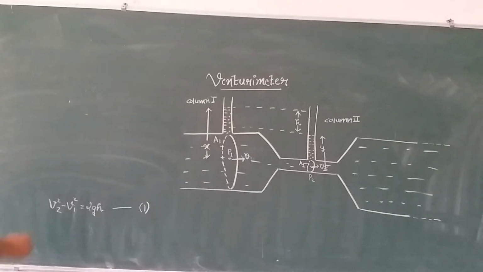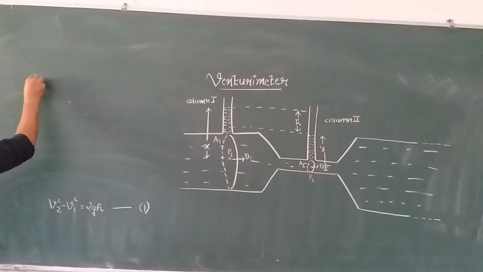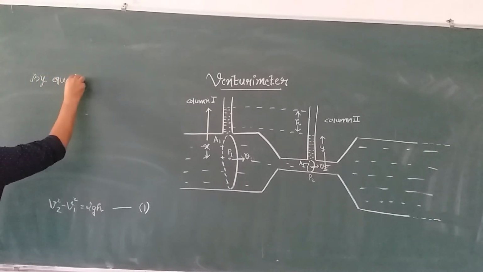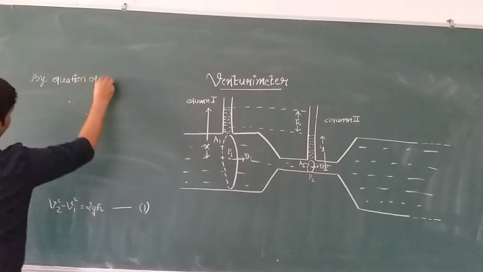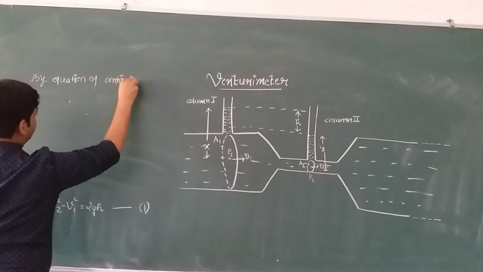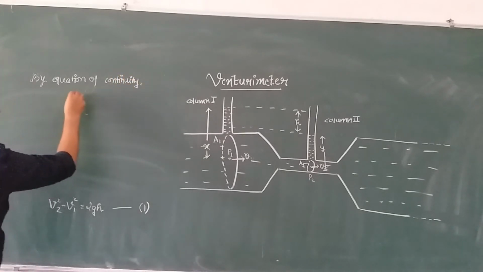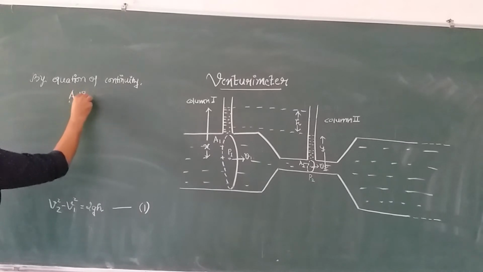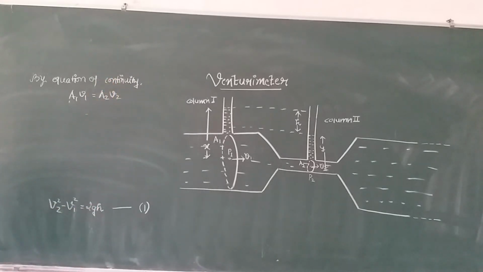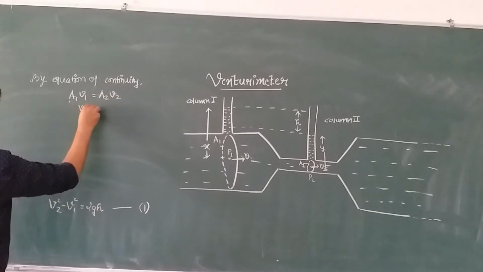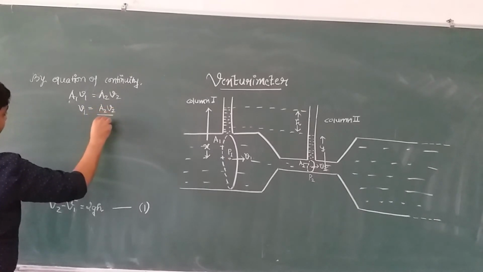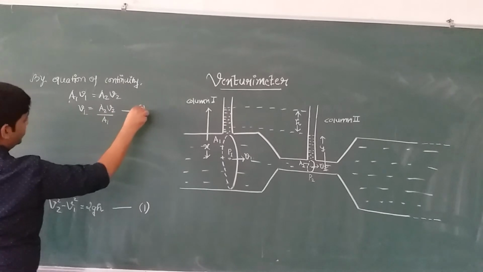Fine. So now by equation of continuity, what do we have? A1 V1 is equal to A2 V2. Fine. So from here we can calculate the value of V1 as A2 V2 upon A1. Let's say this is equation 2.